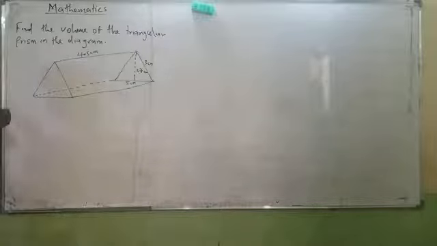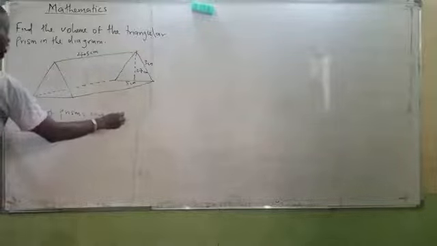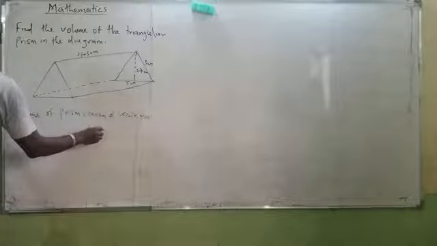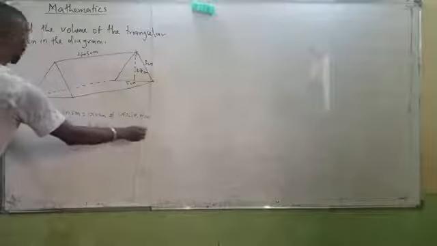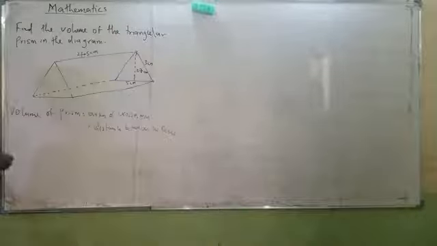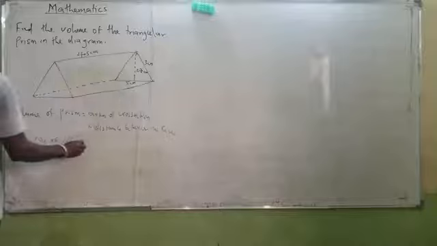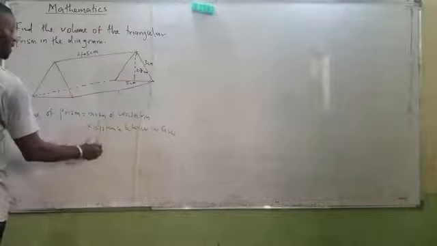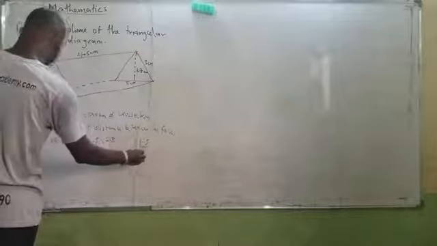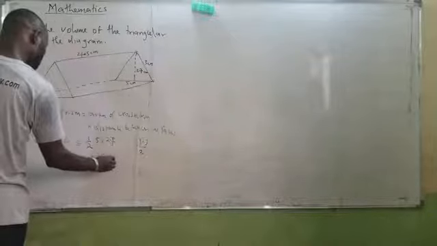And the volume is always equal to the volume of the prism, which will be equal to the area of the cross section multiplied by the distance or height, the distance between the faces. Now, the area of this triangle will be equal to 1 over 2 of 5 multiplied by 2.7. Now, I'll be having 13.5 all over 2, which means the area will be 6.75 centimeter squared. That is the area.